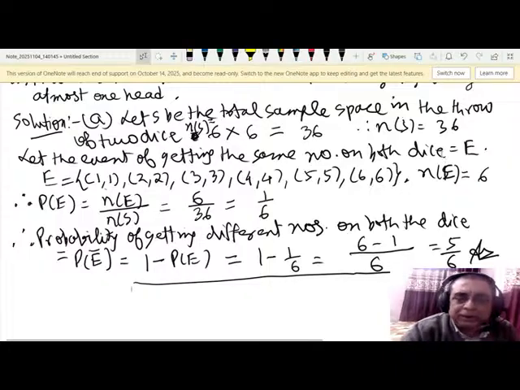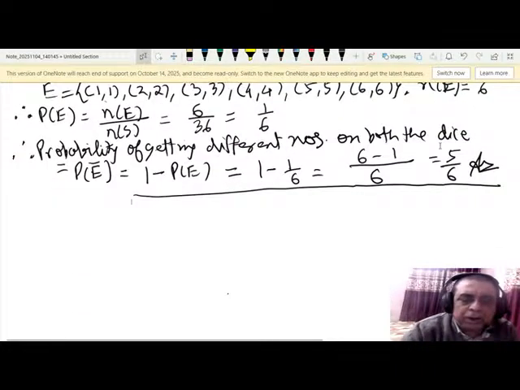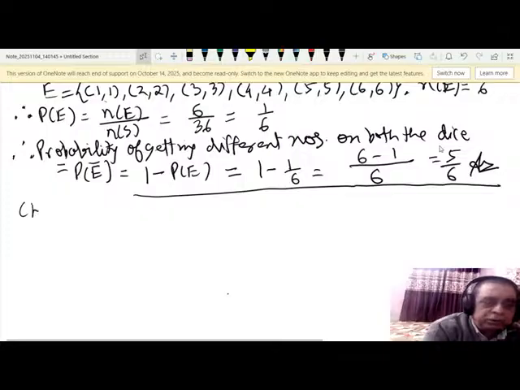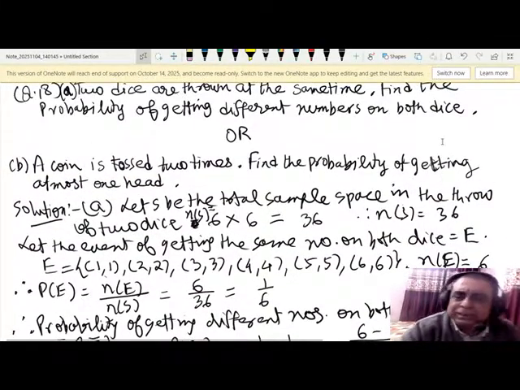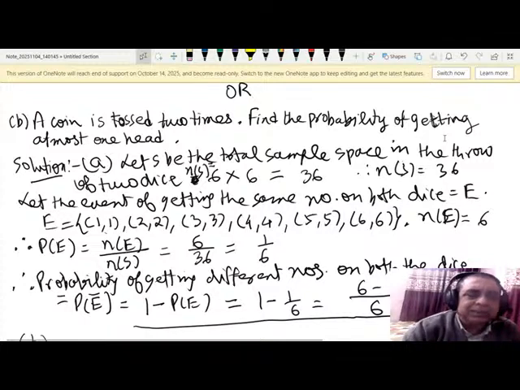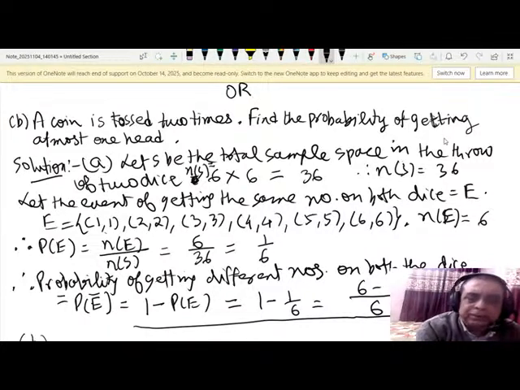Now the B part, the lower question. The above question we have done. Now the lower question we are doing, that is B. We have to do any one, but we are doing both. Question B is this: a coin is tossed 2 times. Find the probability of getting at most one head. At most one head means either no head or one head, that means not two.